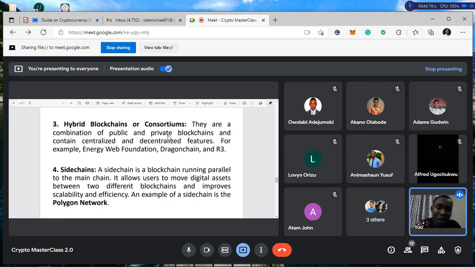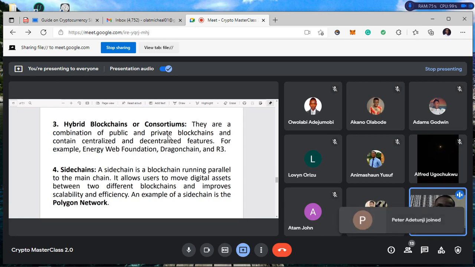A man is married to his wife, right? And he's still having an affair outside the marriage, having his girlfriend, whatsoever. That's the side chain. So the same thing with this side chain. A side chain runs on an existing blockchain. I'd say a side chain is a blockchain running parallel to the main chain.